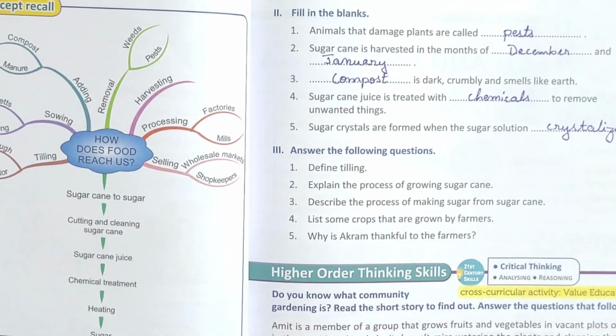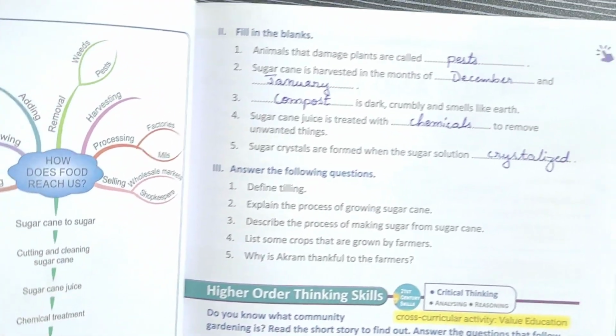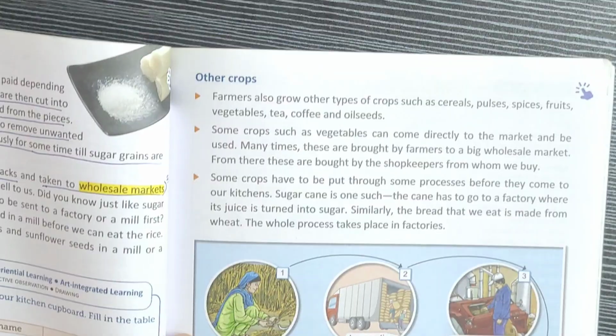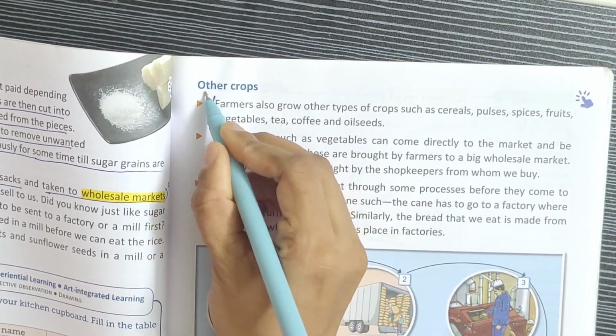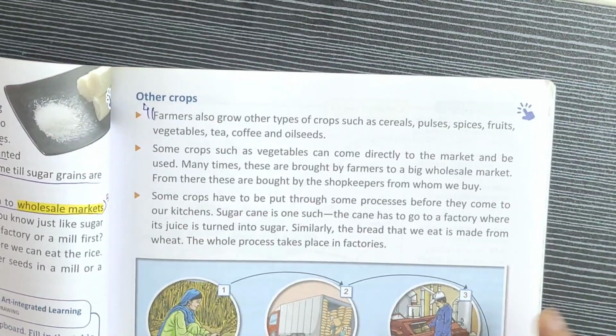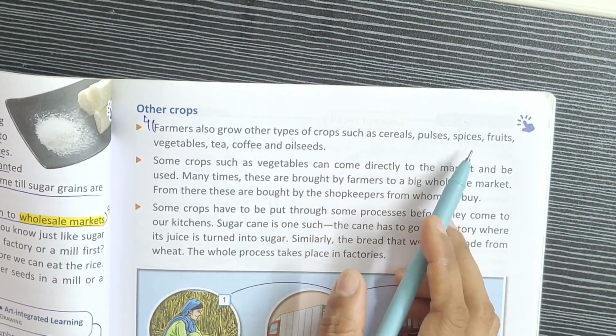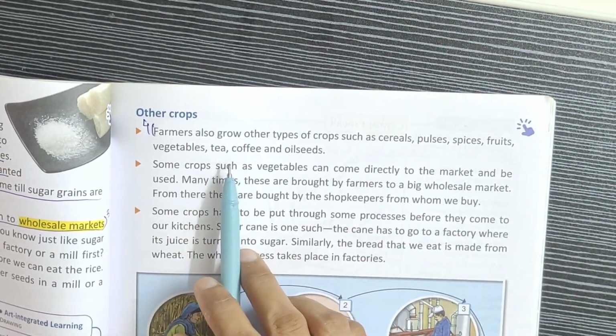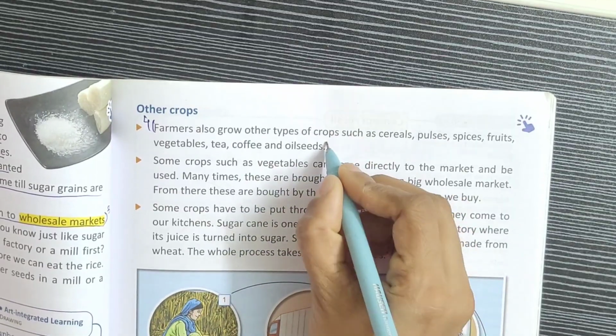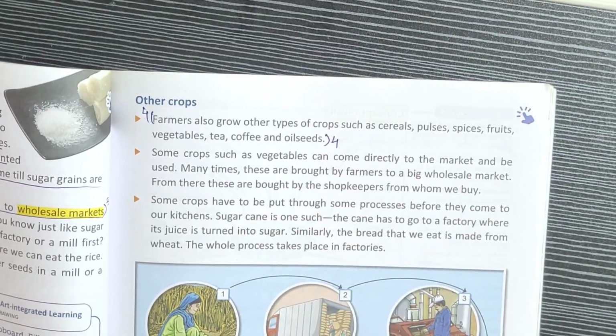Next, list some crops that are grown by farmers. Farmers also grow other types of crops such as cereals, pulses, spices, fruits, vegetables, tea, coffee and oilseeds. Okay.